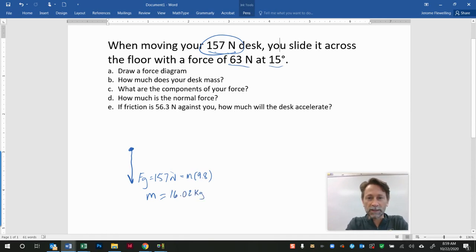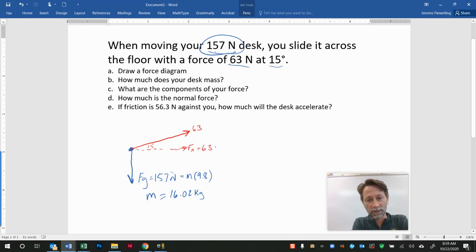Then I look at the next thing and I say, hey, there's a force as I slide it across the floor, and I am putting a force of 63 newtons at 15 degrees. So in that case, I'm going to have a force coming up this way. This is going to be 63 newtons, at 15 degrees. The first thing I would say is, because that's at an angle, I'm going to have to break that into components.